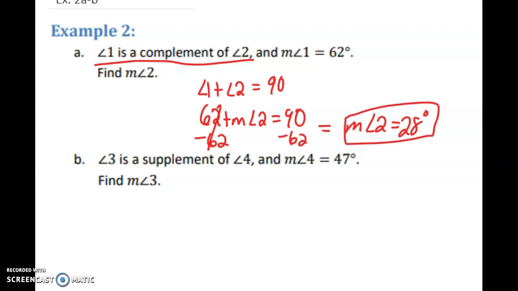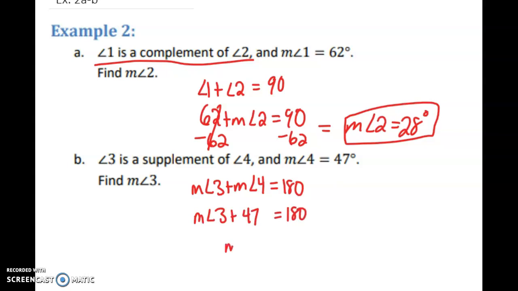Okay. It says angle 3 is a supplement of angle 4. What does it mean to be a supplement? All right, so a supplement means that they add up and they equal 180 degrees. So measure of angle 3 plus measure of angle 4 equals 180. Now we know that angle 4 is 47, so I'm going to substitute that in. And then I can subtract 47 from 180. And so I find out then that that is 133 degrees.